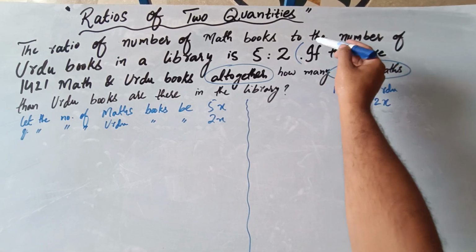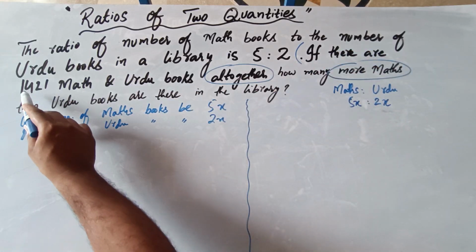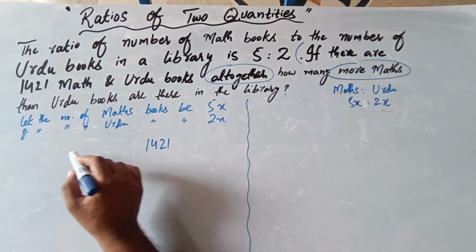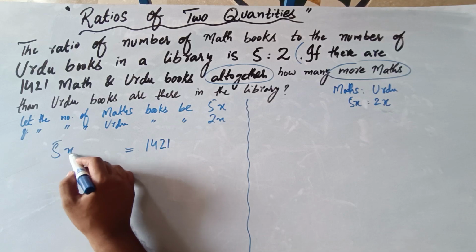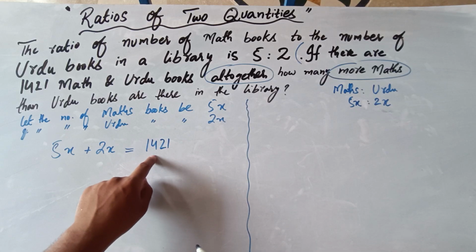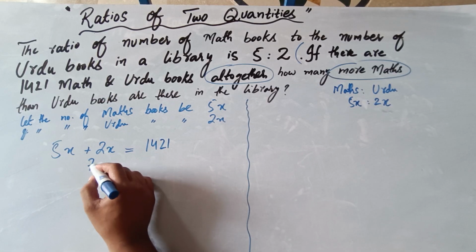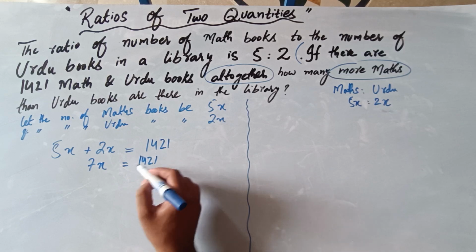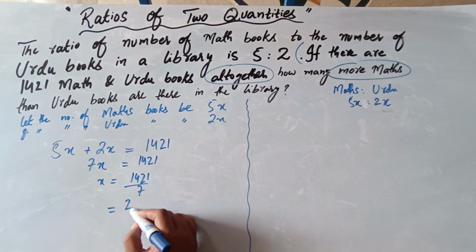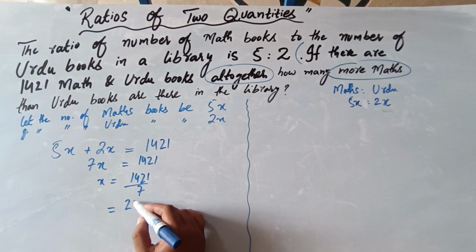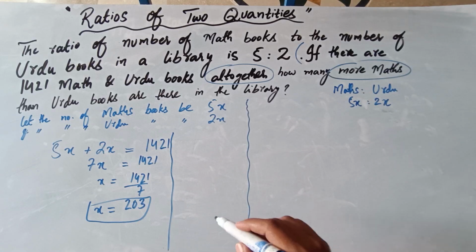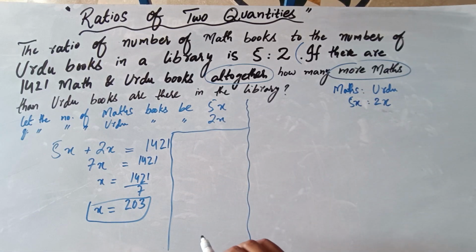Now it is time to construct the equation. There is a condition given: if there are 1421 maths and Urdu books all together, it means we need to add both of these. So we will get 5x + 2x = 1421, which is 7x = 1421. If we simplify, this gives us the value of x. 1421 divided by 7: 7 times 2 is 14, 7 times 3 is 21. So the value of x is 203.